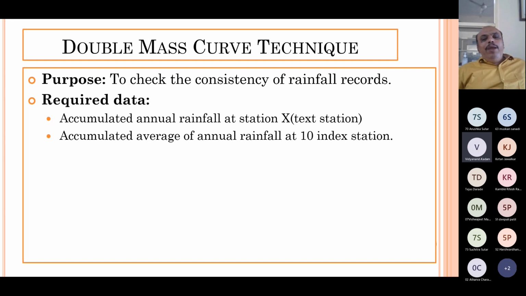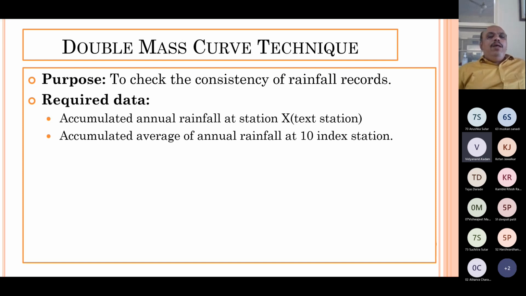From a certain period, for a certain duration, accumulated annual rainfall values are worked out. Suppose for the first year it is 10 centimeter, then for the second year it is suppose 20 centimeter, so the cumulative annual rainfall at the end of the second year is 30 centimeter. Likewise, accumulated annual rainfall values are worked out with respect to time for that test station. Let us call this station, station X.